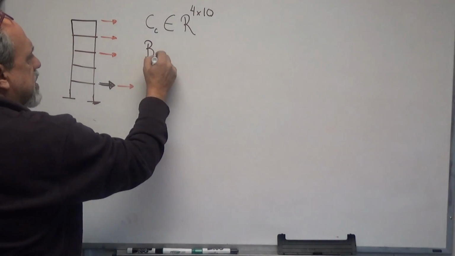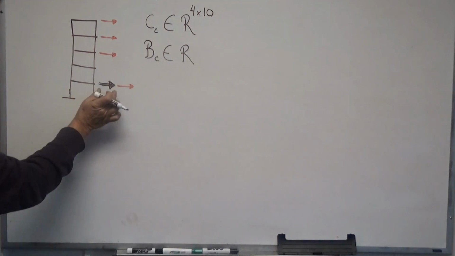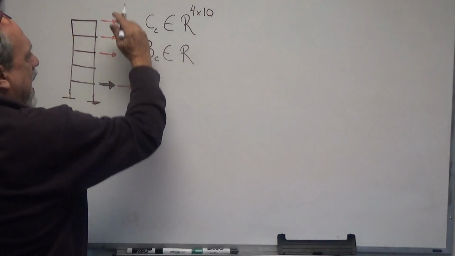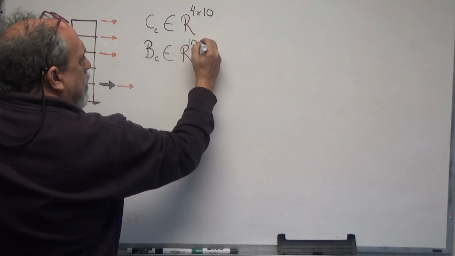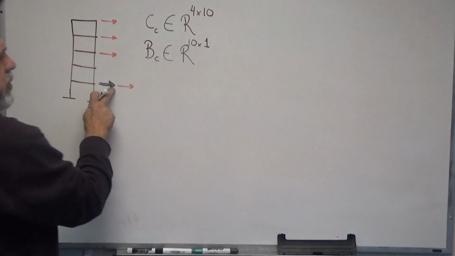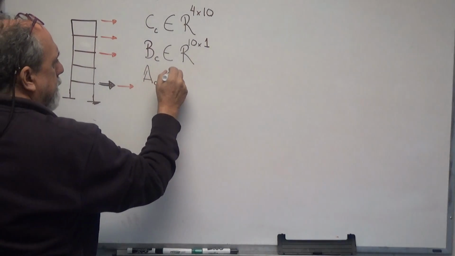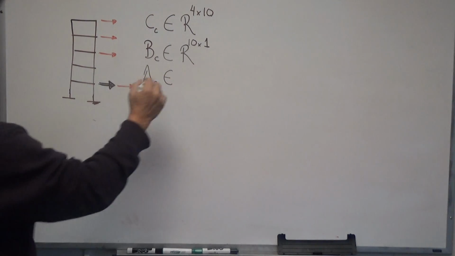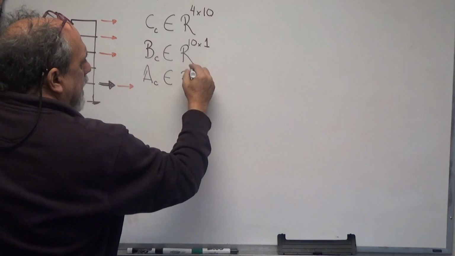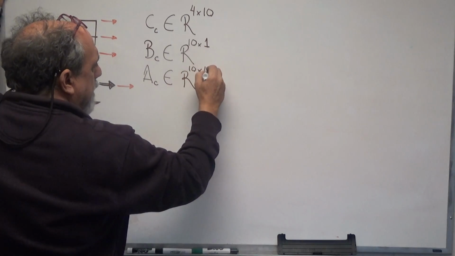Our B matrix would have only 1 column, and it would have 10 rows, right? So this would be a 10 row by 1 column because we only had 1 input. Our A matrix would be real again, because that's how we normally output it, and it would be 10 by 10.